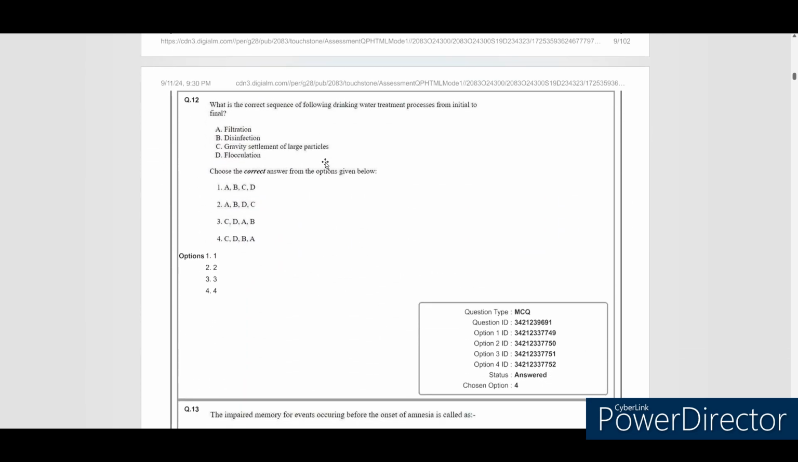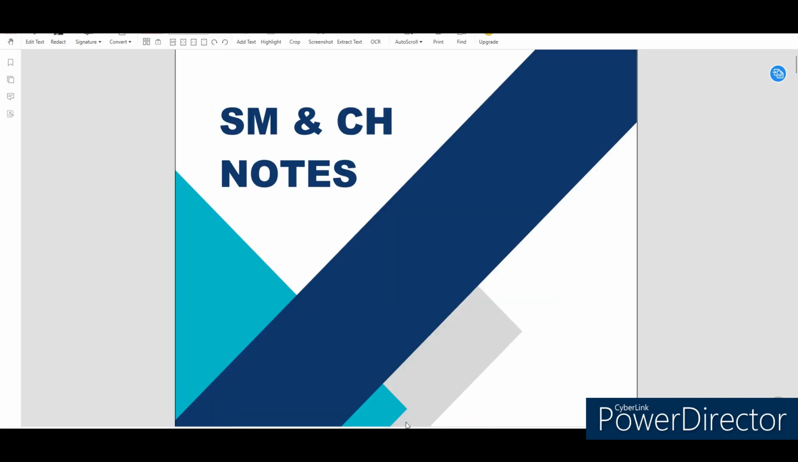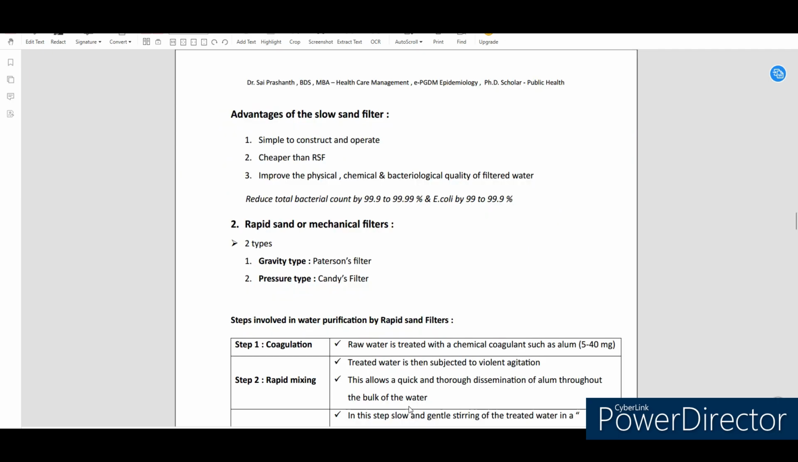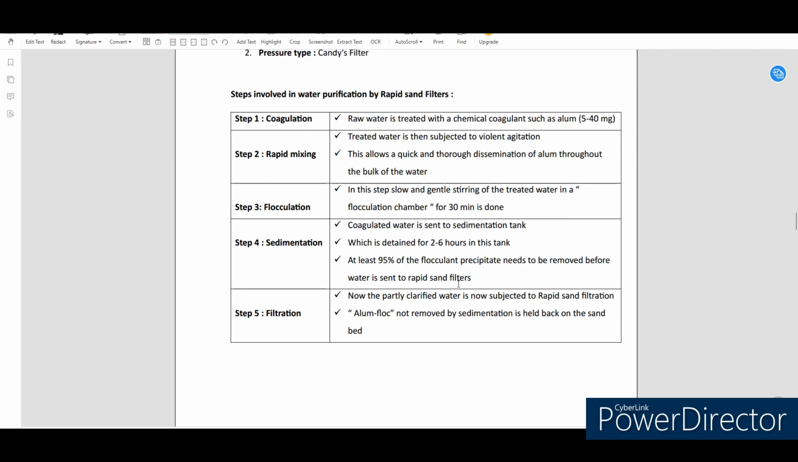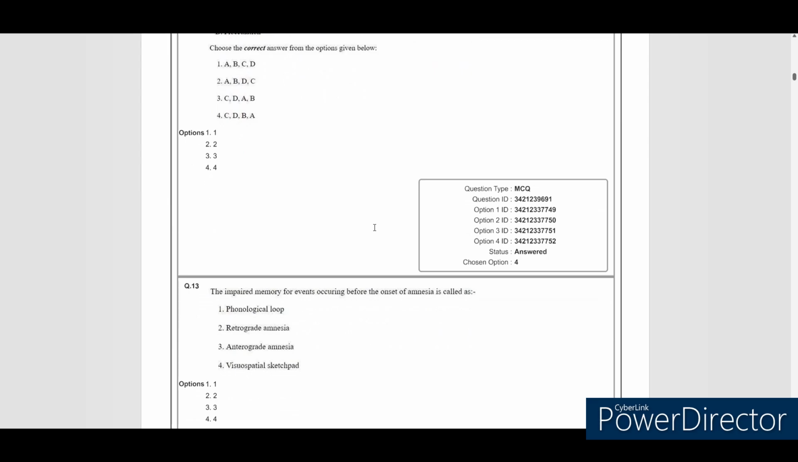Now coming to question number 12, it is I think a very direct question from water purification. I'll just show my notes for this. Okay, these are the steps involved in water purification by rapid sand filters. Just see flocculation, sedimentation, and filtration. So flocculation should be followed by filtration. I think this is a very direct question. You can just answer it if you have been through my material or videos in my playlist. So I can answer this question at first attempt.